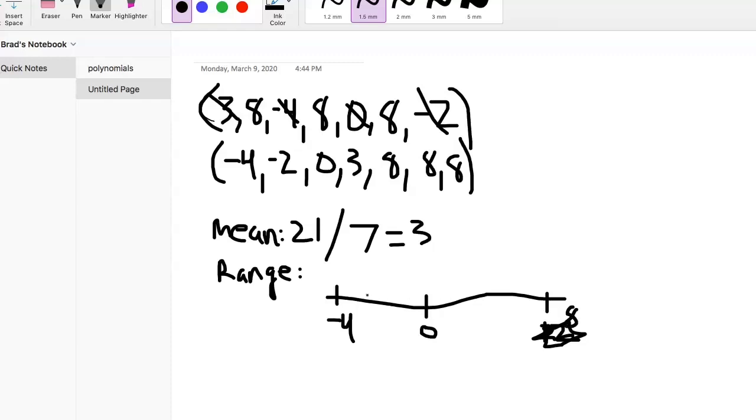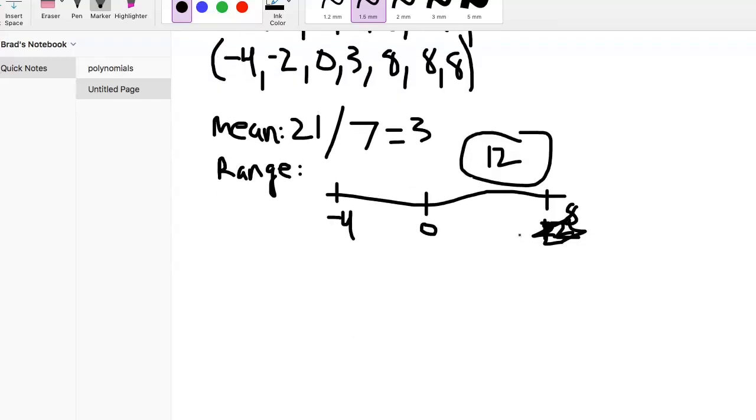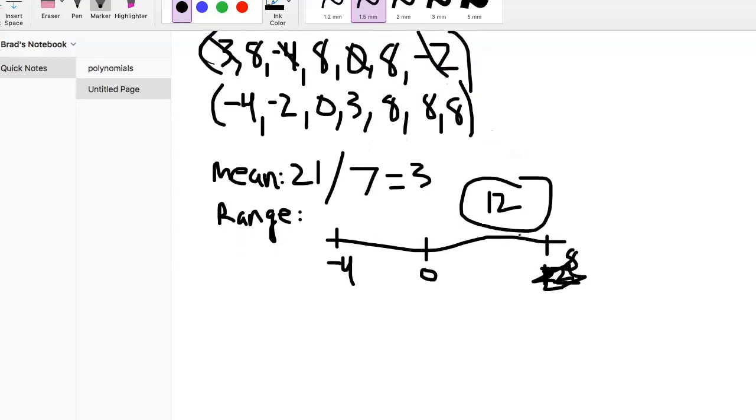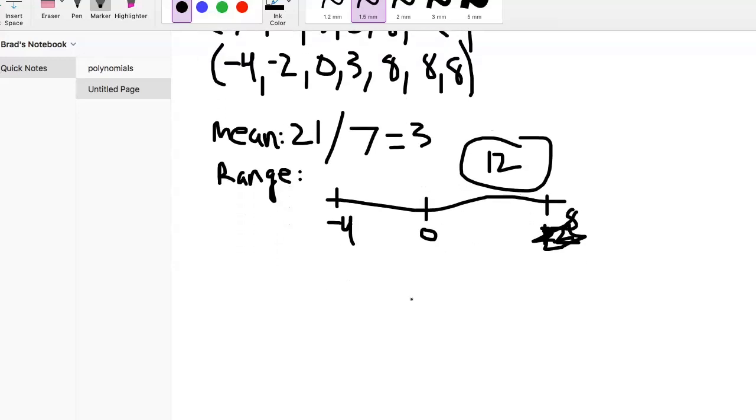Okay, so from -4 to 0 is 4 numbers, right? And then from 0 to 8 is 8. So the total is 12. Okay, so that's the range. Range is 12. Okay, and what else do we got to know?